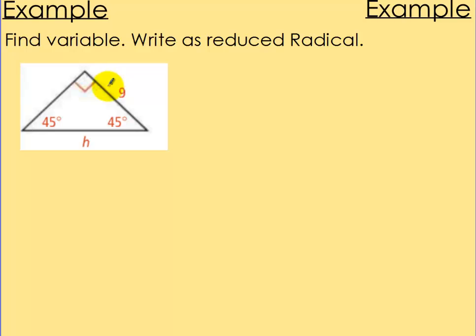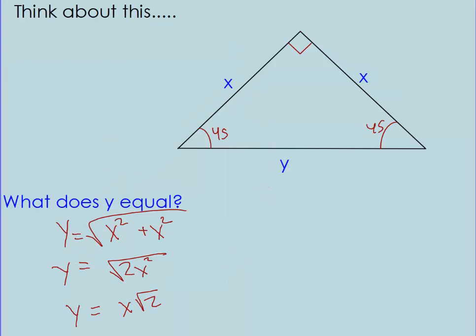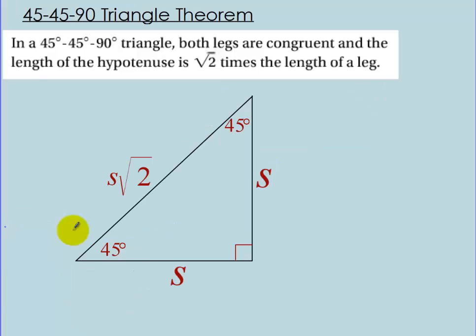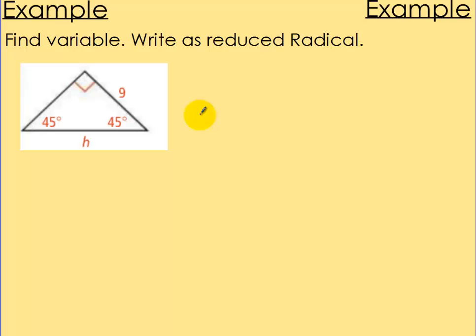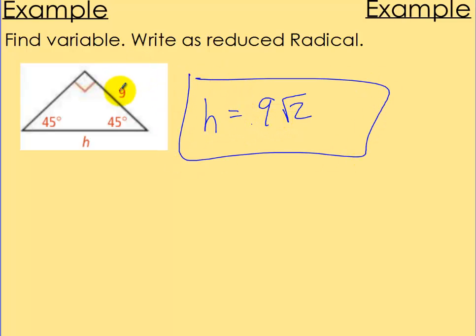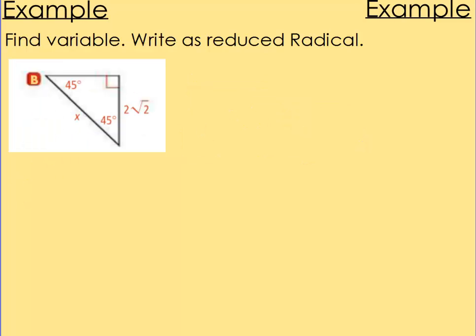Alright, so write as a reduced radical. We know this is a 45-45-90 triangle. So h is going to equal, well, let's do the math on this again. We know that s, and then the hypotenuse is going to be s times the square root of 2. So the hypotenuse is going to equal 9 times the square root of 2. And that's it. That's what your hypotenuse is: 9, this leg, times square root of 2. Next one, pause the video.